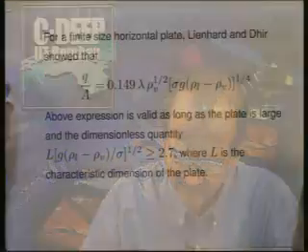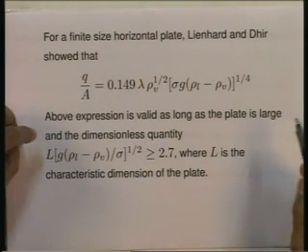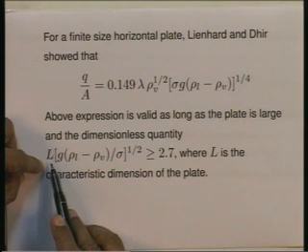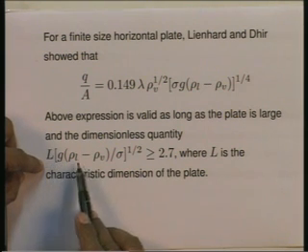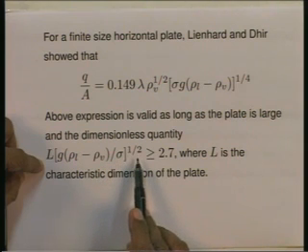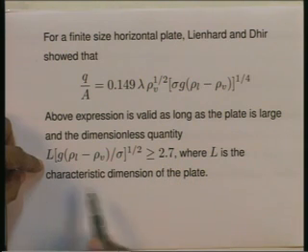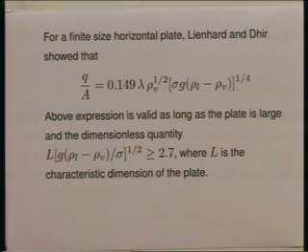This expression derived by Lienhard and Dhir is valid so long as the plate is not too small, shall we say, large, and the way to show it is to calculate the dimensionless quantity L into [g (rho L minus rho v) upon sigma] to the power of half, and to show that this quantity is greater than 2.7, where L is the characteristic dimension of the plate. So, what one finds for typical liquids is that unless the plate is extremely small, a few millimeters or so, you will generally get a value greater than 2.7.